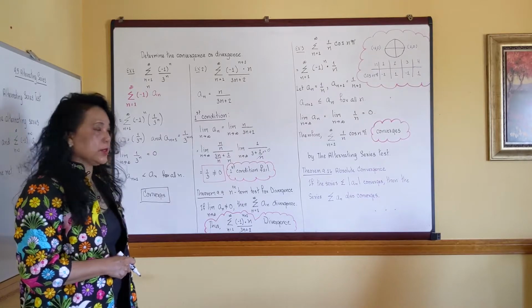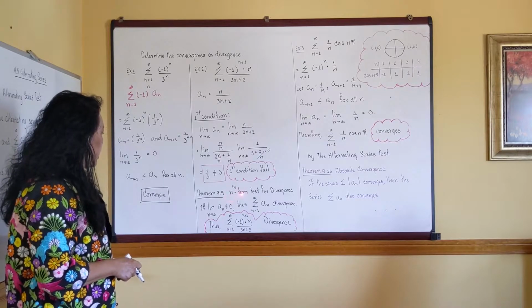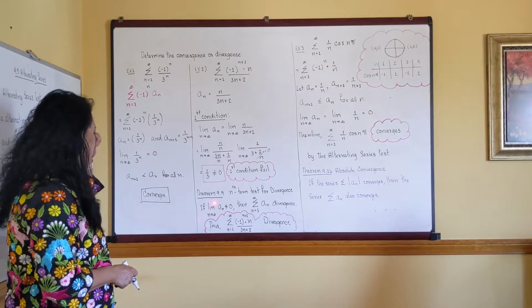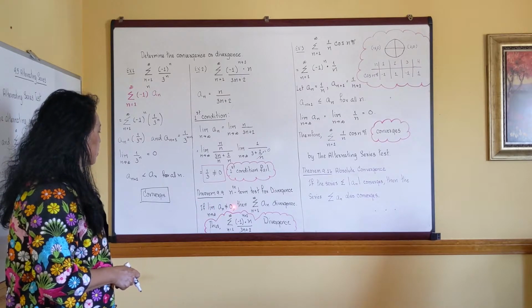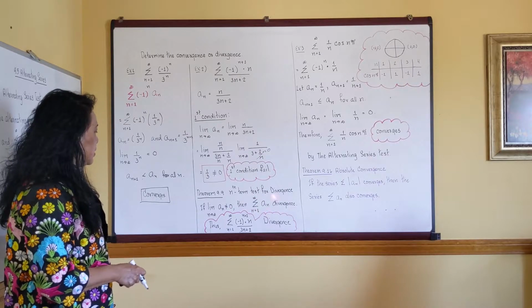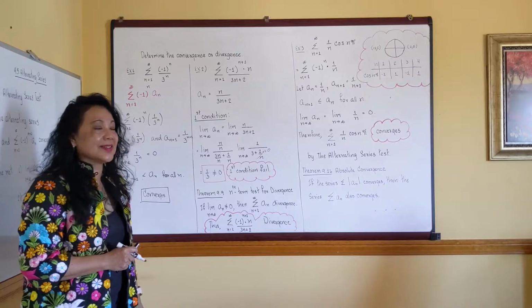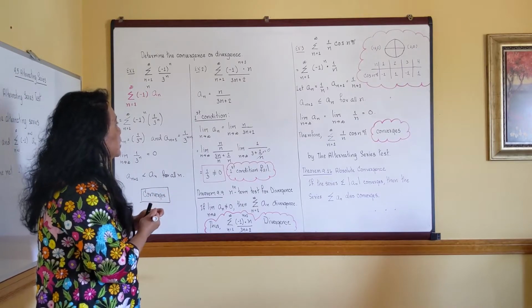If you recall theorem 9.9, the nth term test for divergence, it says that if the limit of a sub n is not equal to 0, then the series diverges. So this whole thing diverges. Alright, let's look at the next example.